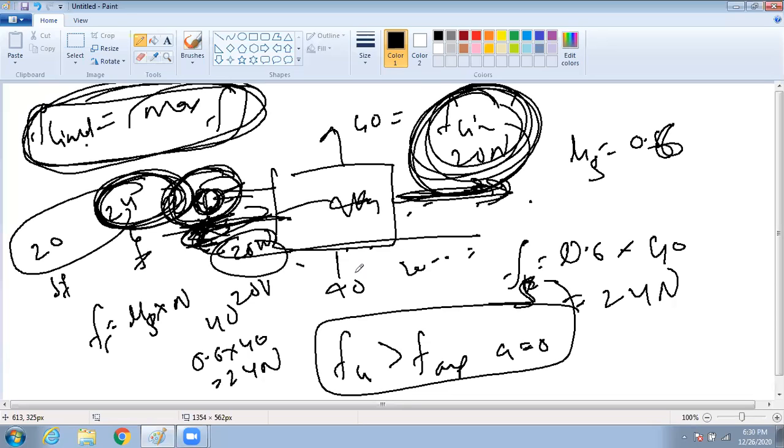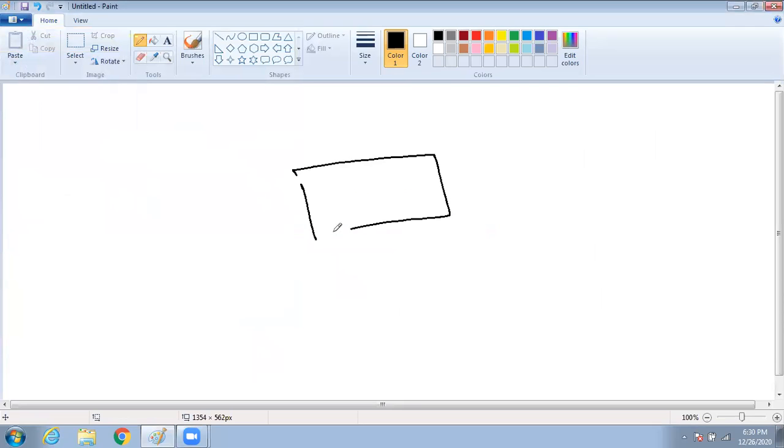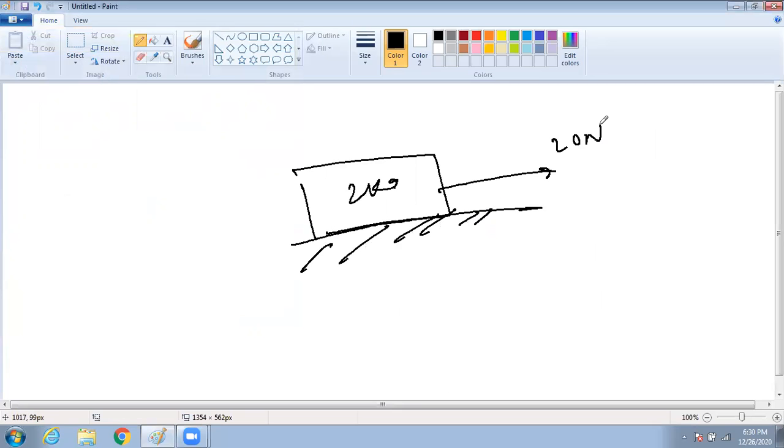Okay, good. So now what will we do? Let us do one more problem. A 2 kg body is pulled with 20 Newton. Your mu k is 0.4 and mu s is 0.6. So find out what the friction is and what A is.